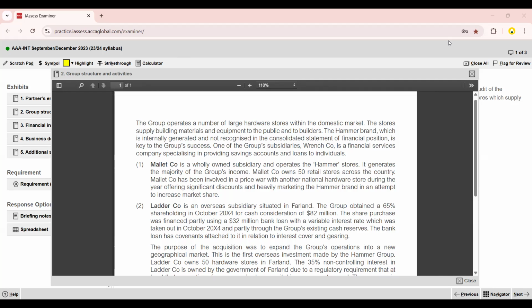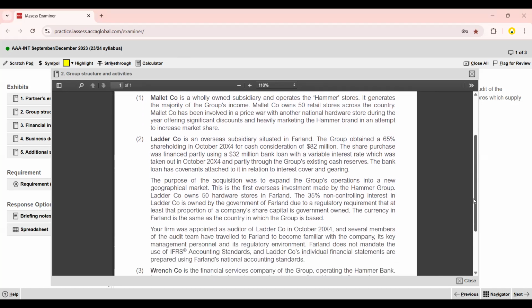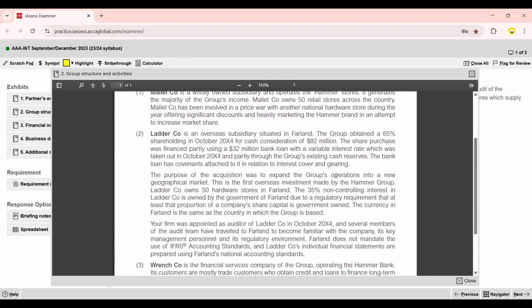Okay, so Ladder Company. Ladder Company is an overseas subsidiary in Farland. We have studied in Block 1 significant subsidiary. If a subsidiary is a foreign subsidiary covering 15% of group total assets, total revenue or profit, then it will be considered a significant subsidiary. So Ladder Company is an overseas subsidiary situated in Farland.